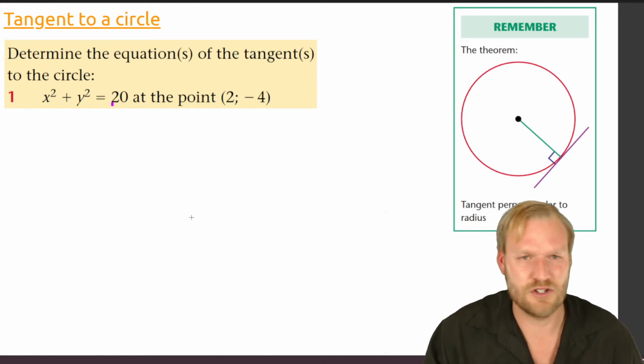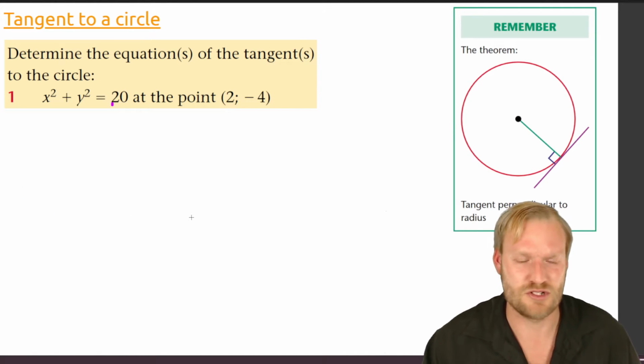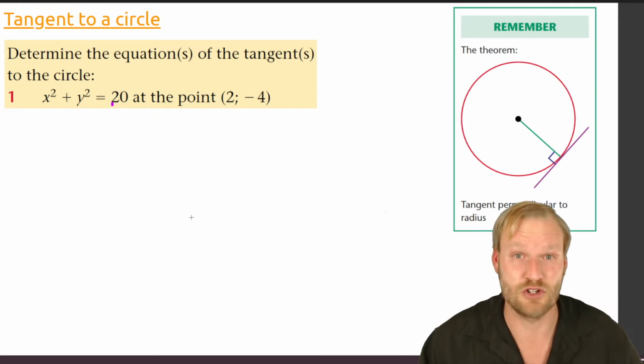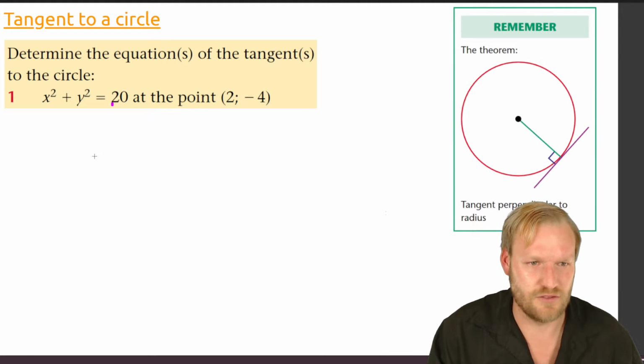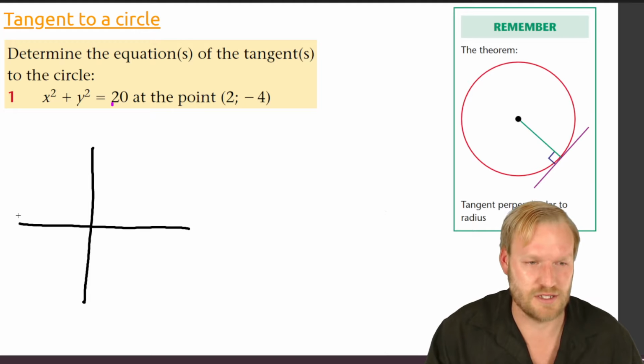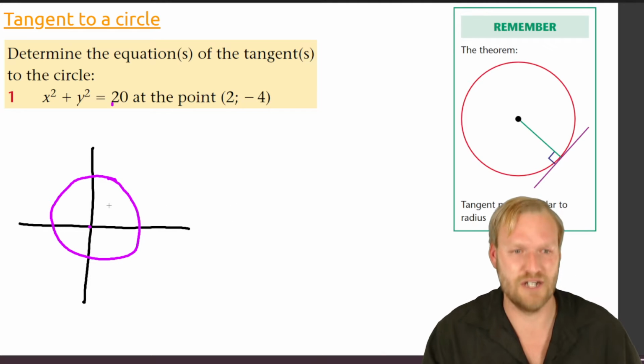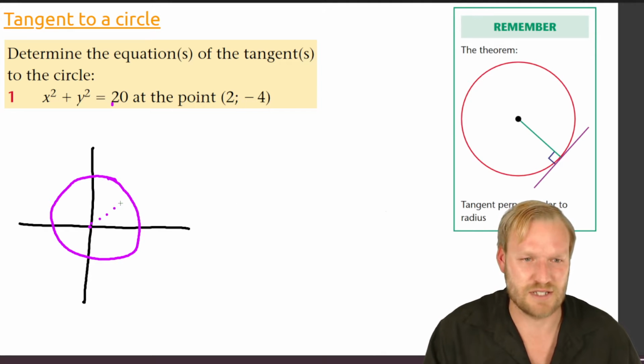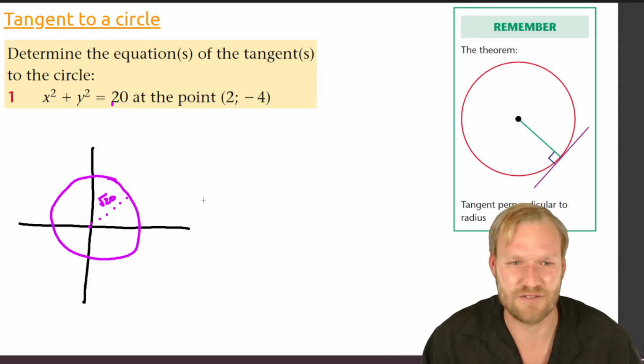So go for it, pause, and do a very quick sketch of what that circle looks like. If we do that, there's our Cartesian plane. The center is at the origin, and there's our circle, where the distance from the center would be the square root of 20. So a very rough sketch.